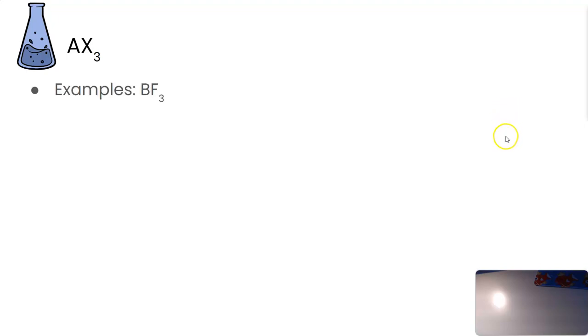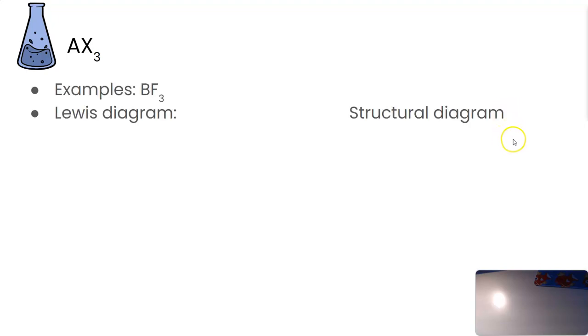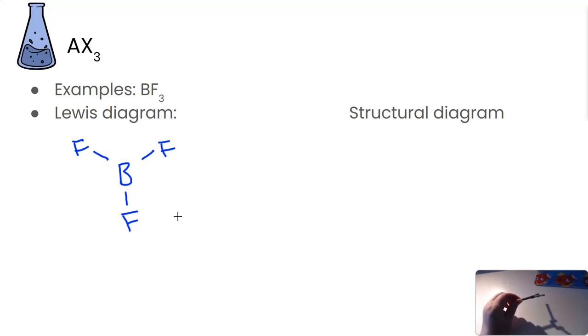Examples of this would be BF3. So if we were going to draw the Lewis diagram, B, boron, is another one of those exceptions. You're going to draw the fluorines around it. It doesn't go all the way up to 8. So if we were going to take all these fluorines and spread them apart as far as possible, you can see that you get this sort of a shape. It is flat, so it is all in one plane, and it is triangular.